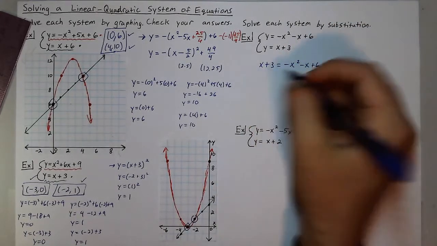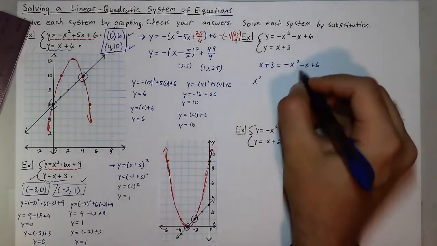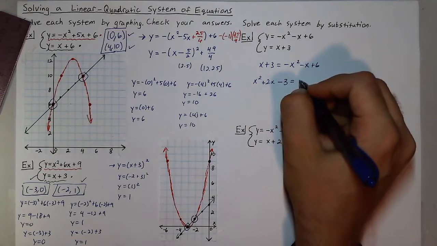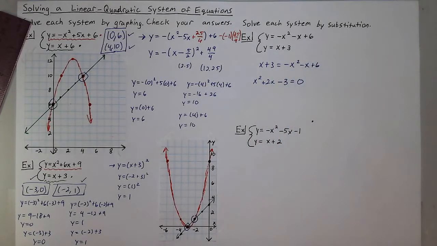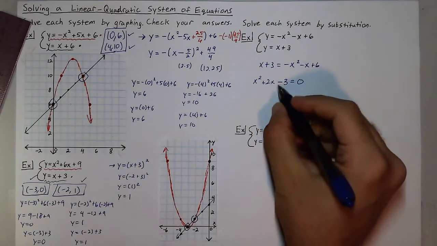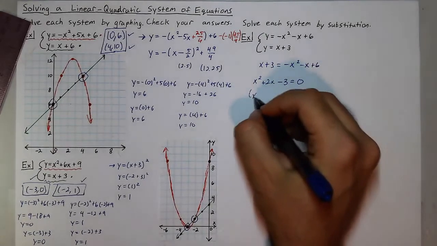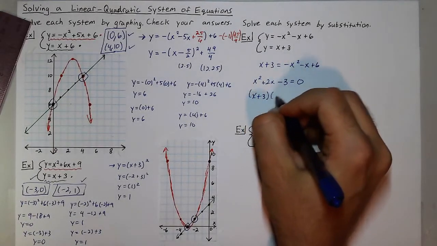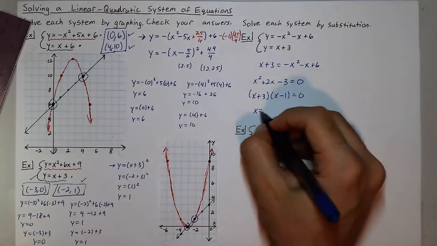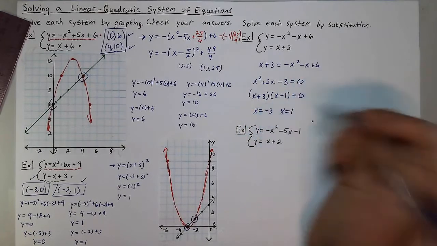I can move everything to one side, so I'll add x squared, I'll add x, so plus 2x, and I'll subtract 6, so minus 3. And then I can just factor that equation, and I'll be able to find solutions to the system. So first I need to find two numbers that multiply to negative 3 but add to 2. That would happen at positive 3 and negative 1. So your two factors are x plus 3 and x minus 1. Giving you x is equal to negative 3 and x is equal to 1, but you're not finished yet.